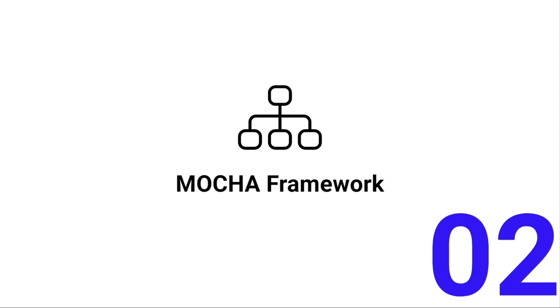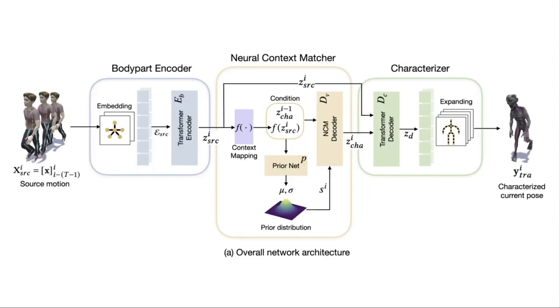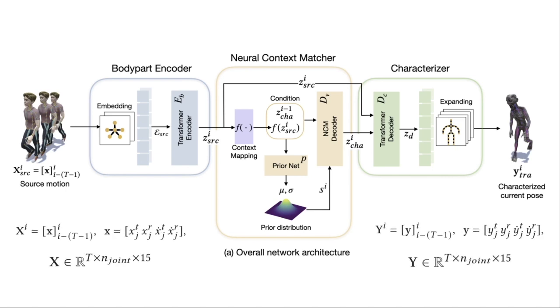How does it work? This is the overall framework of MOCHA. It takes a source motion as input, goes through body part encoder, neural context matcher, and characterizer, and returns a characterized motion. Let's follow them step by step. First, they take in the input source motion.